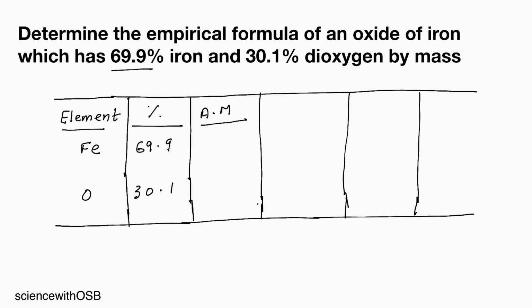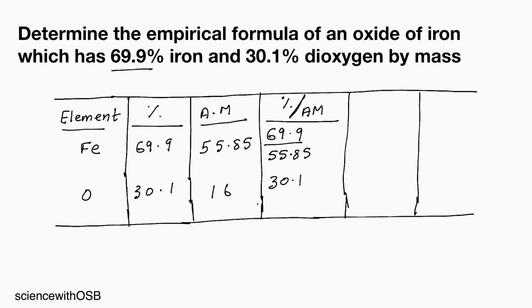For iron, you can either use 56 or 55.85 exactly. Now, oxygen is what? 16, right? Now, next column, it is percentage by atomic mass. Okay, so percentage is what? For iron, it is 69.9 divided by 55.85, and for oxygen, it is 30.1 by 16.